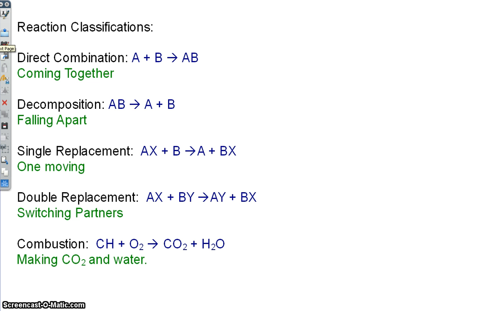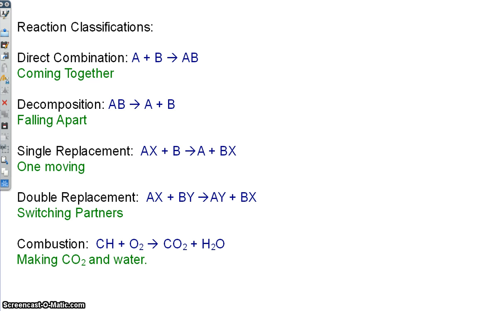So the first thing I want to go into is what the different types of chemical reactions are. There are 5 different classifications of reactions that we are going to be learning about now. There are a few other ones out there, but these are the ones people generally get started with.